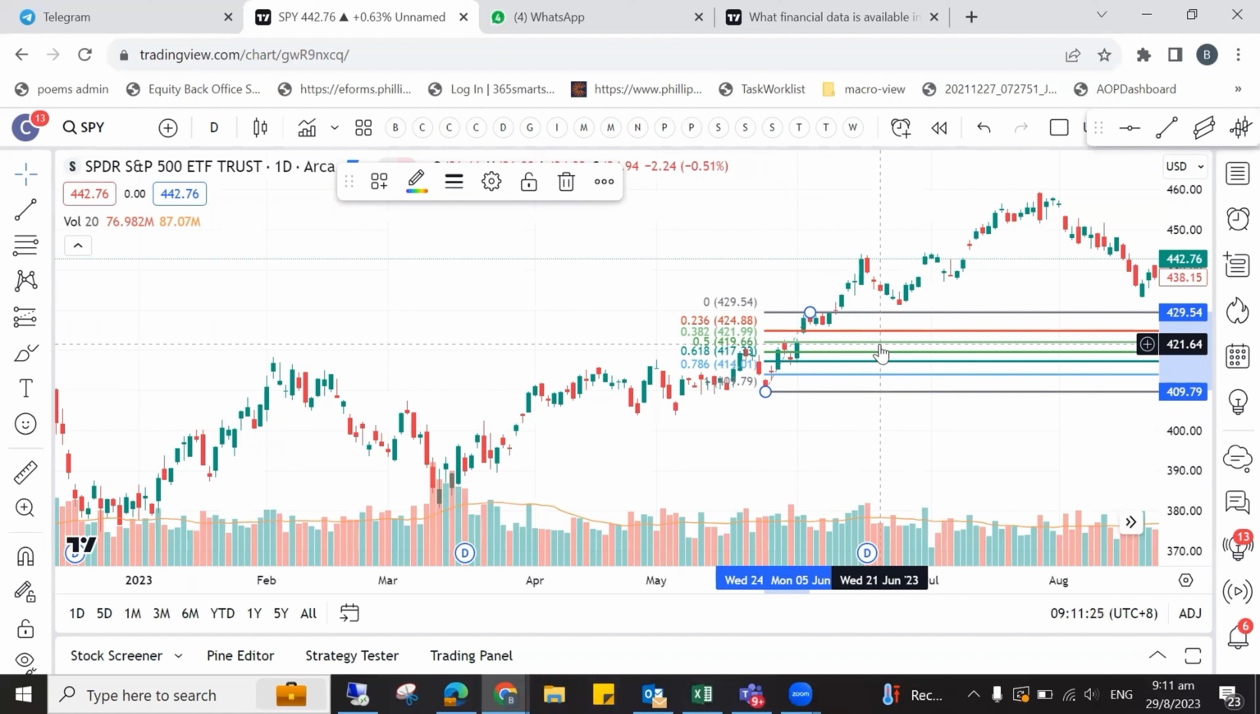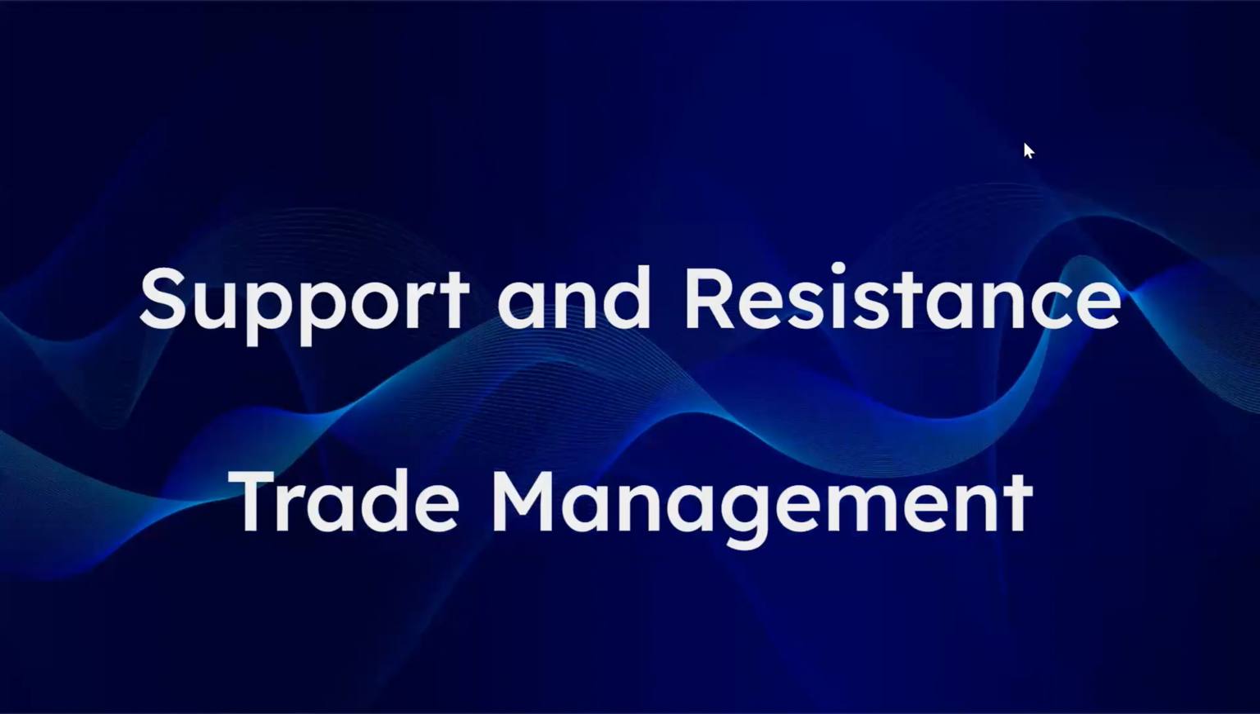Otherwise, continue shifting your stop loss and achieve a good risk to reward ratio. This is how Fibonacci retracement helped me in trade management, and I believe it will help you too. In summary, this video tells you how to use fib retracement to find support and resistance levels and how to trade manage with fib retracements.